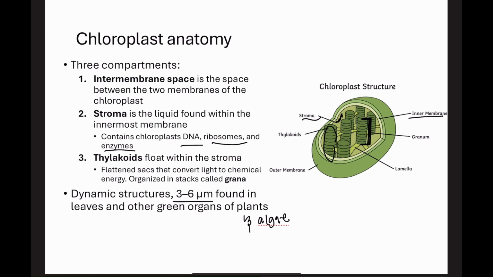So our chloroplasts are also extremely dynamic. And like mitochondria, they are dynamic and mobile. They move along cytoskeletal tracks inside of the cell, and they belong to the plastid family.